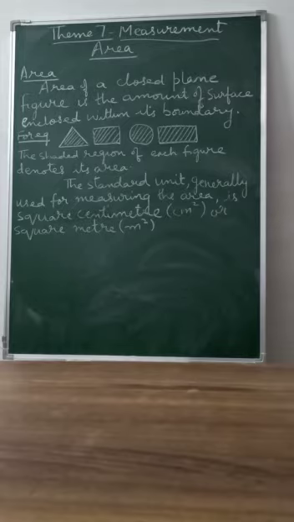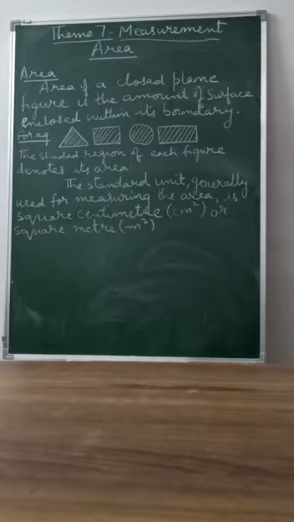What does it mean? If I need to define the area, it means area of a closed plane figure is the amount of surface enclosed. Enclosed means जो उसके अंदर है, okay? Enclosed within its boundary. So that is what you call the area. Any amount of surface which is inside the boundary of a closed figure is what you can call the area.